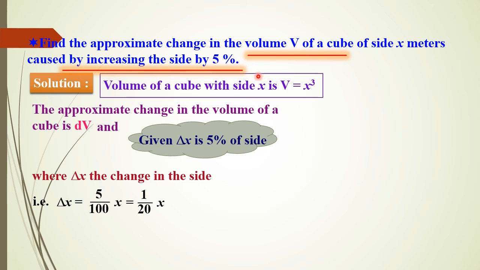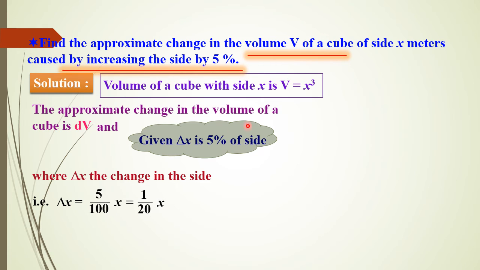See, volume of the cube formula, v equal to x cube. Here the volume of the cube is approximately increasing with its side increasing by how much? 5%. So delta x is equal to 5% of x. So delta x equal to 5% of x can be written as 5 by 100 into x. So 1 divided by 20 into x, this is the exact value of delta x.